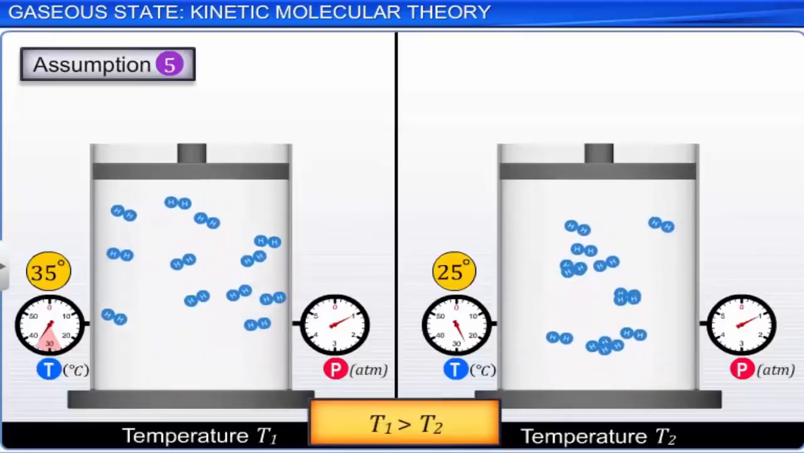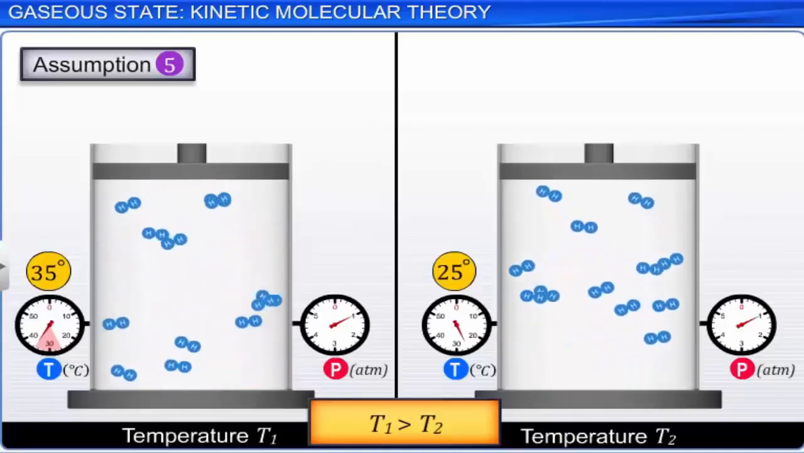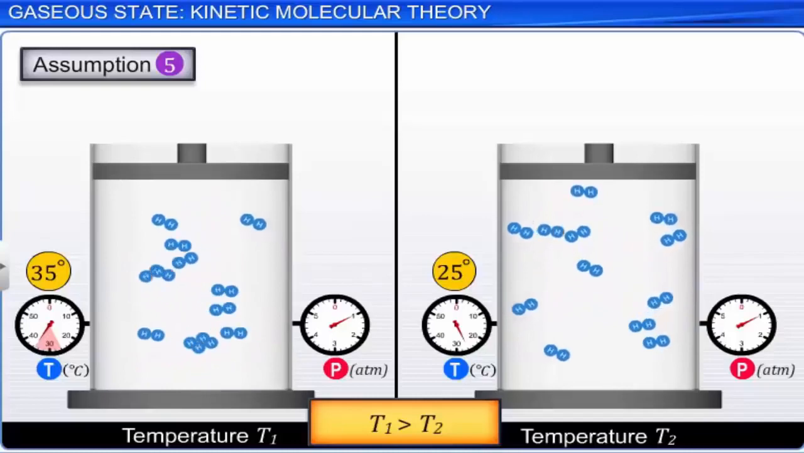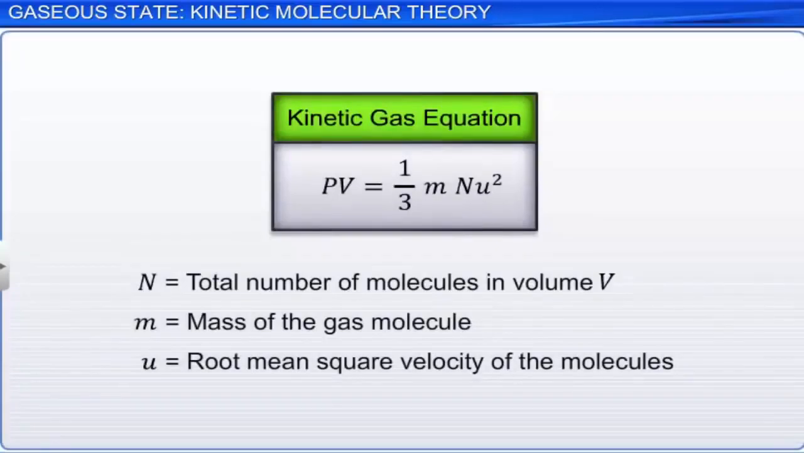Assumption 5 is the result of the fact that when the temperature of a gas is raised, the molecules start moving faster. Thus, their individual kinetic energies increase and hence the average kinetic energy increases. Based on these assumptions, an equation for pressure of a gas is derived as PV is equal to 1 by 3 mnu square. This is called the kinetic gas equation, where n is the total number of molecules in volume V, m is the mass of the gas molecule, and u is the root mean square velocity of the molecules.